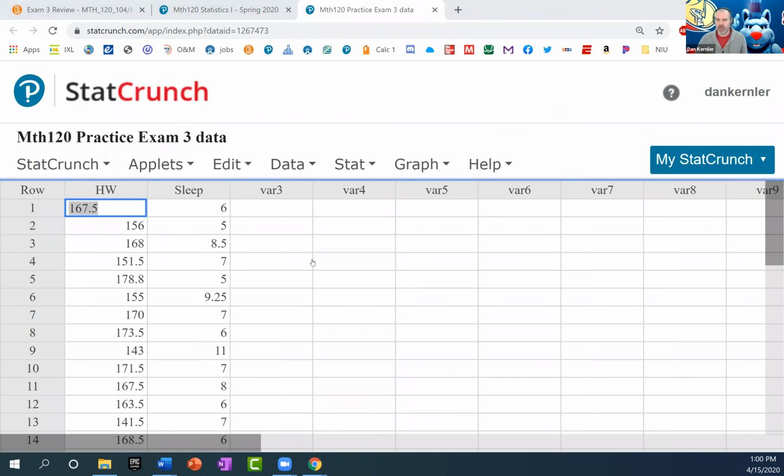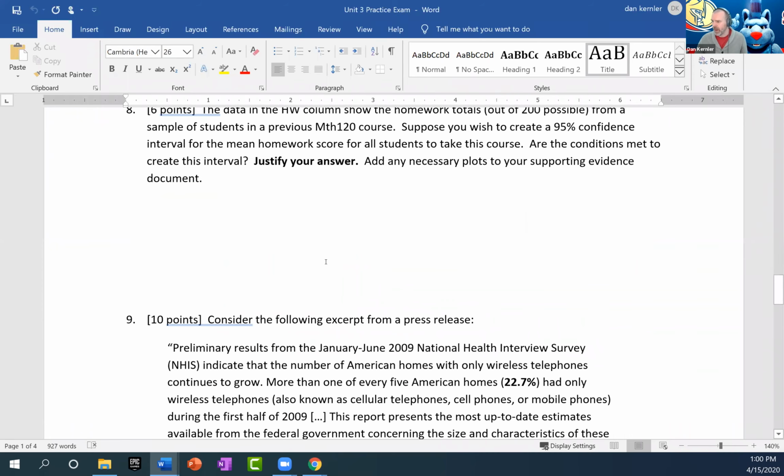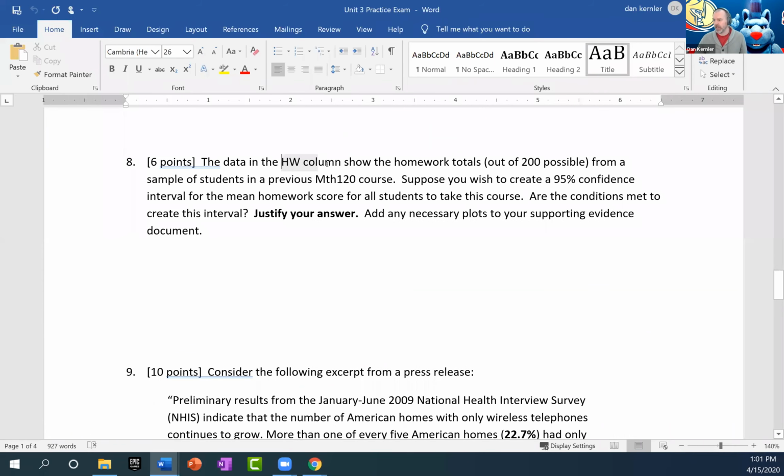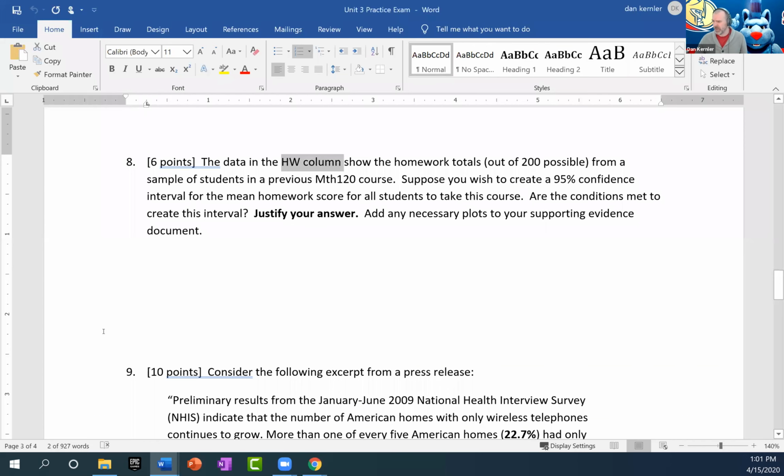So if we go look at number 8, we've got the homework column. It's for, I think, the grade out of 200 on homework. Yeah, out of 200 possible. We wanted to create a 95% confidence interval for the mean. Are the conditions met?